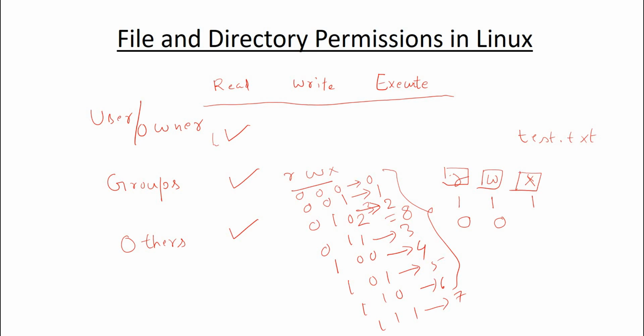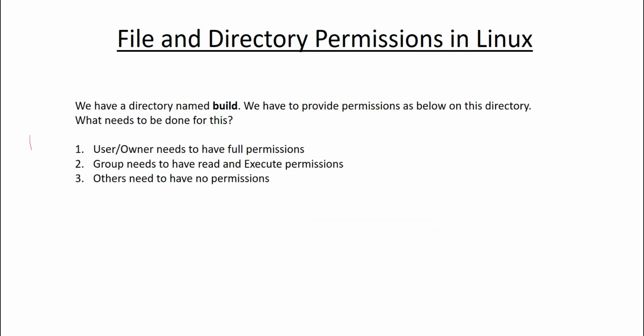These combinations can be assigned to the user, groups, and others as well. To assign the permissions on the files and directories, we will use different combinations of zeros and ones so that corresponding permissions will be assigned to the user, groups, and others. Now let us see some of the examples. So this is the first example.